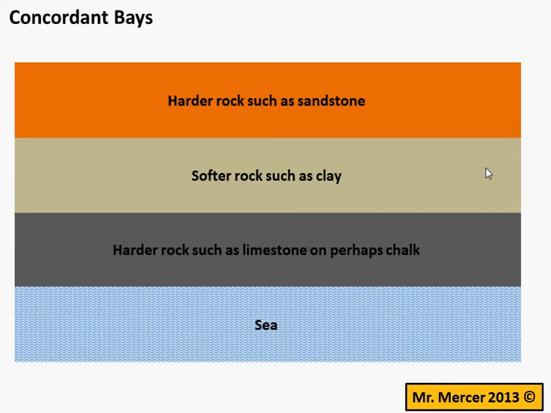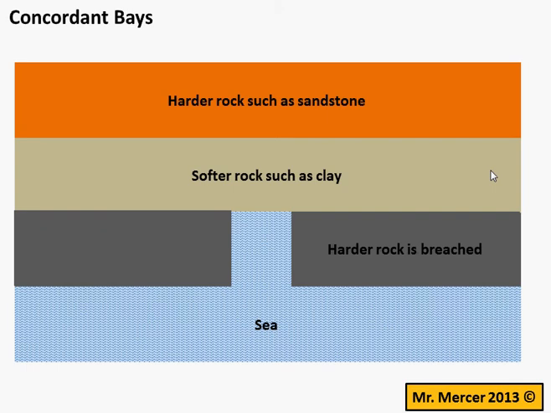First of all, the sea attacks the harder rock, limestone, and it attacks it at a point of weakness, perhaps a joint within the rock formed by isostatic uplift, or perhaps where a river has flowed out across the land to the sea. Nonetheless, it attacks a weakness within the rock, and it breaches the rock, like so.